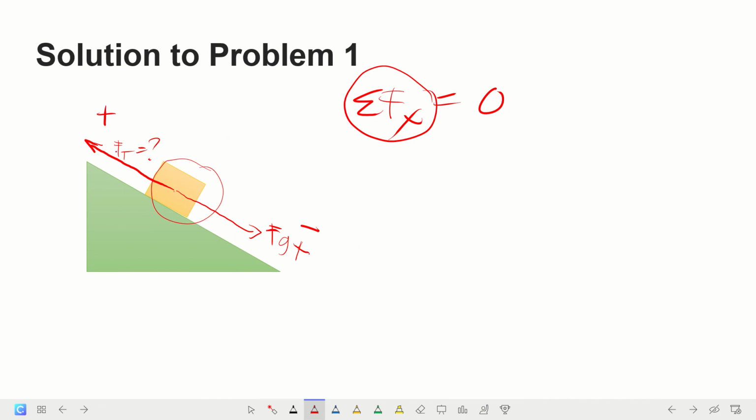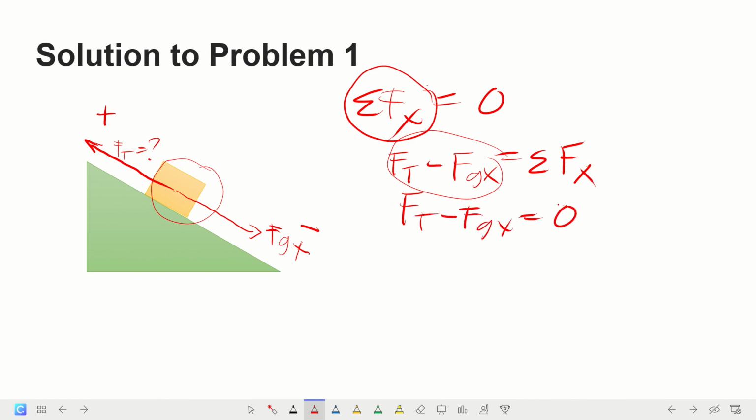To do that, we need to get the sum of the tension force from the string and the parallel force due to gravity. Since this is negative, this is just equal to saying tension force minus F of g of x is equal to the summation of F along the x-axis. We can substitute this expression so that we have F of t minus F of g of x is equal to 0.